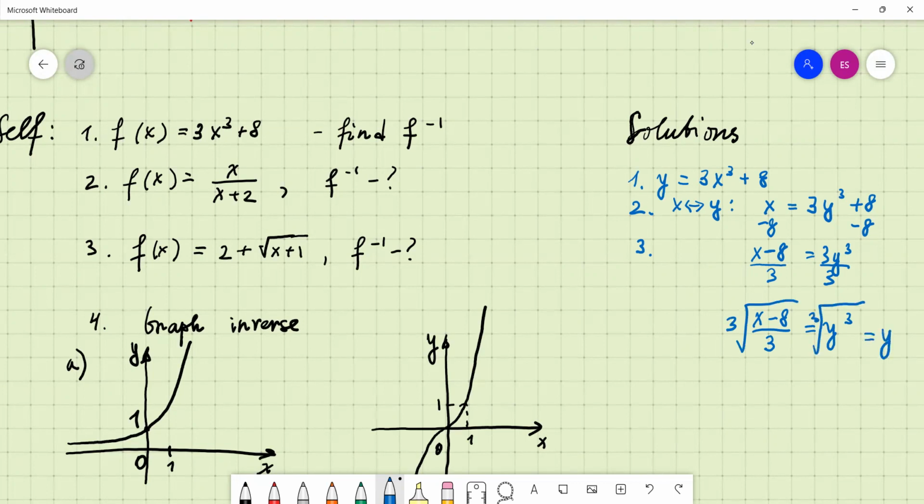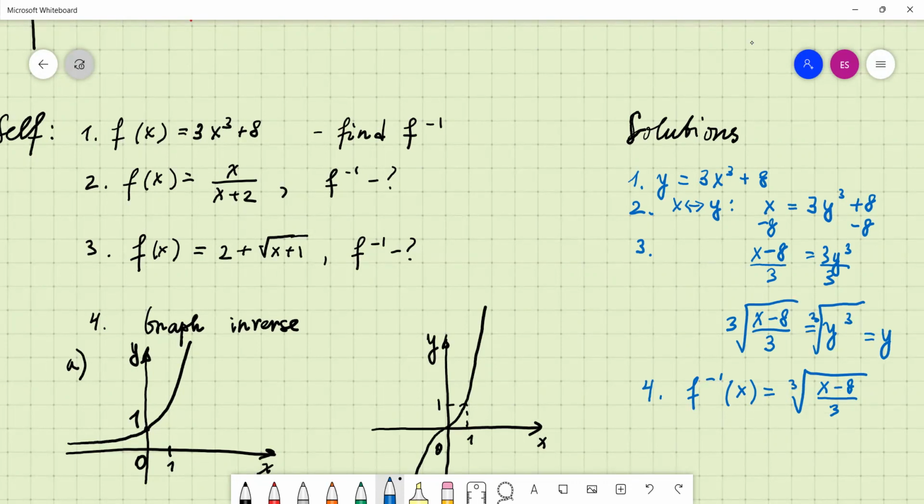And the last step to find y is to extract the cubic root. Now, that's going to be my y, right? And the final answer is going to be f inverse of x equals the cubic root of x minus 8 over 3. Sorry. Okay, so that's the first problem.